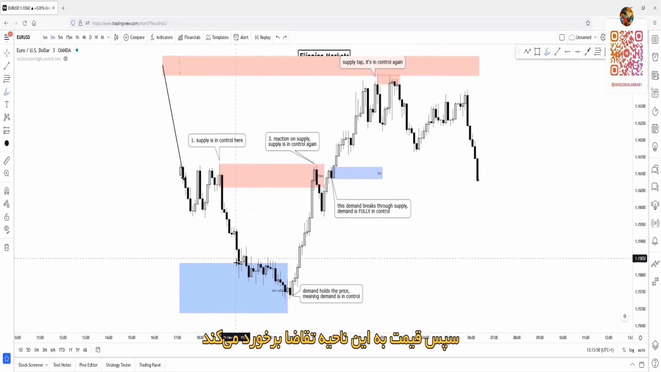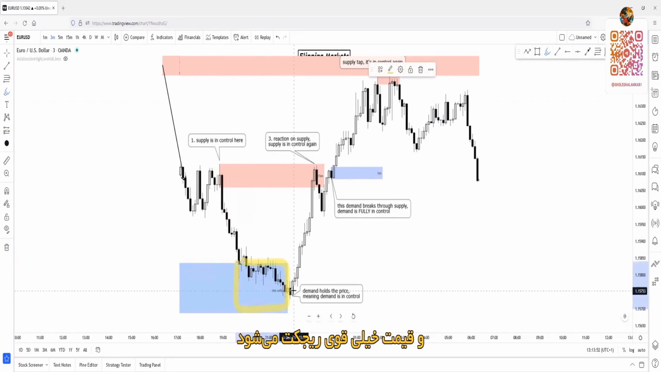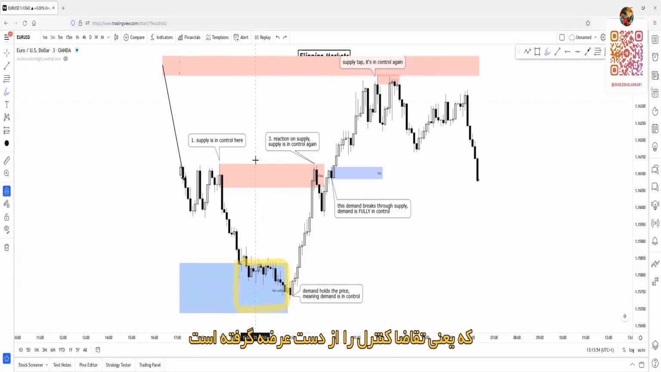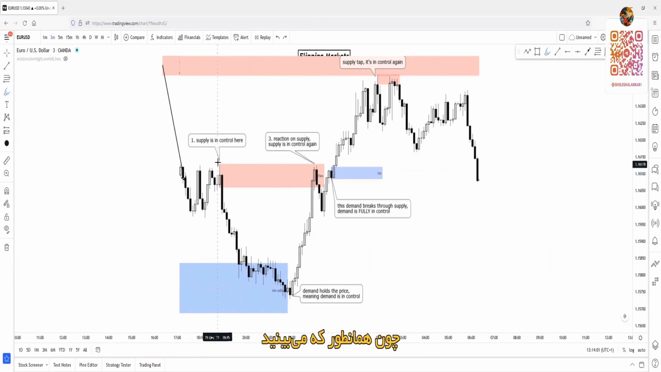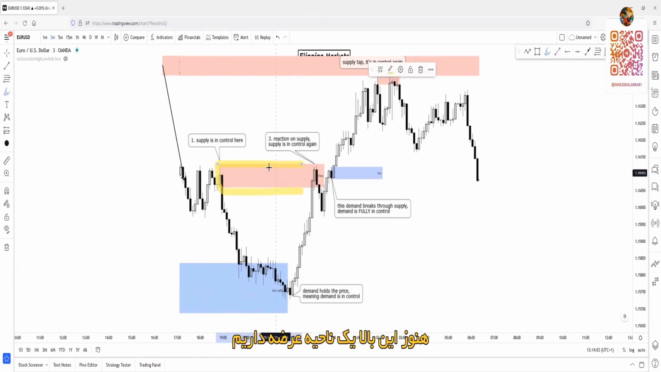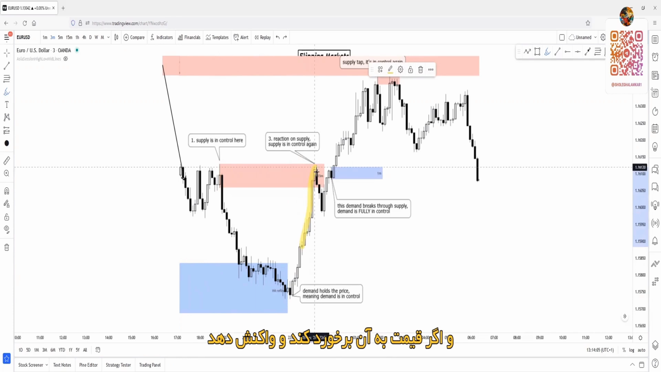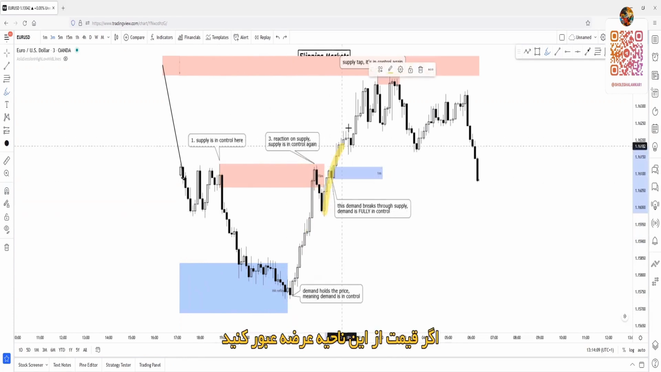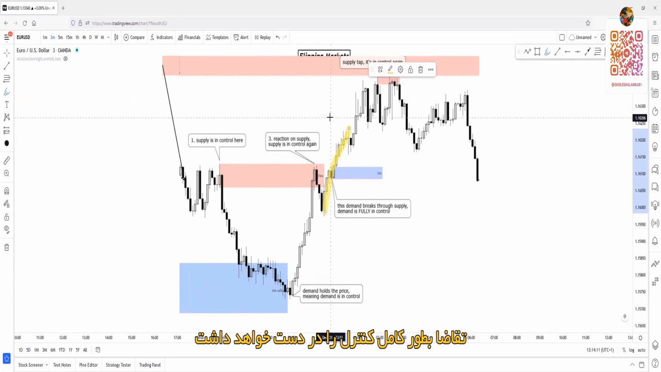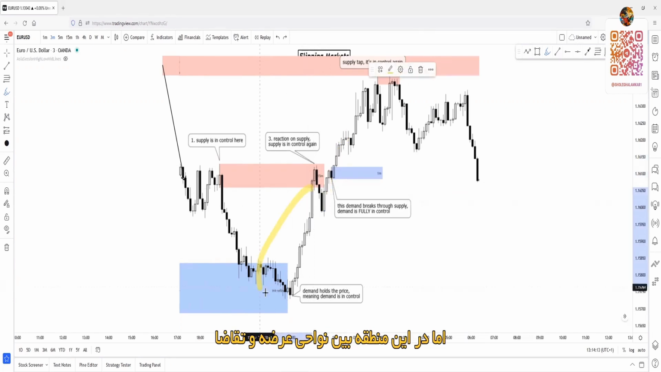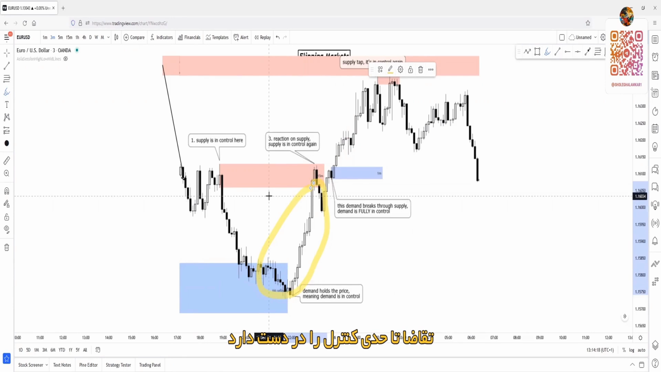Okay, after this, price stepped into this demand zone and had a strong rejection in it, which means demand took over control from supply. But it isn't a full control because, as you can see, we still have this supply zone up here. And if price steps into this supply zone and reacts on it, supply will be in control again. If price breaks through this supply zone, demand will be fully in control. But in this region between the demand and the supply zone, demand will be just partly in control.